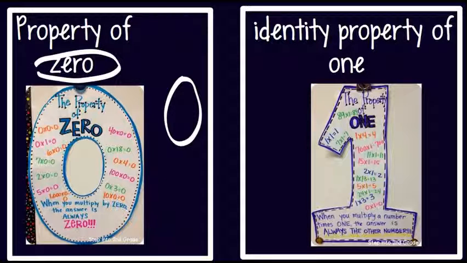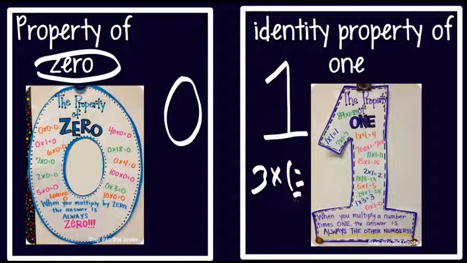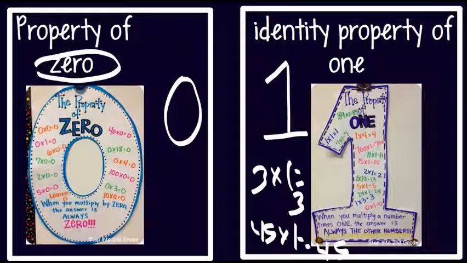The identity property of 1 says that if you multiply any number times 1, you're going to get that same number. It will keep its identity. For instance, 3 times 1 will equal 3. 45 times 1 will equal 45. The 45 will keep its identity. When you multiply a number times 1, the answer is always that number, or the same number that you started with.